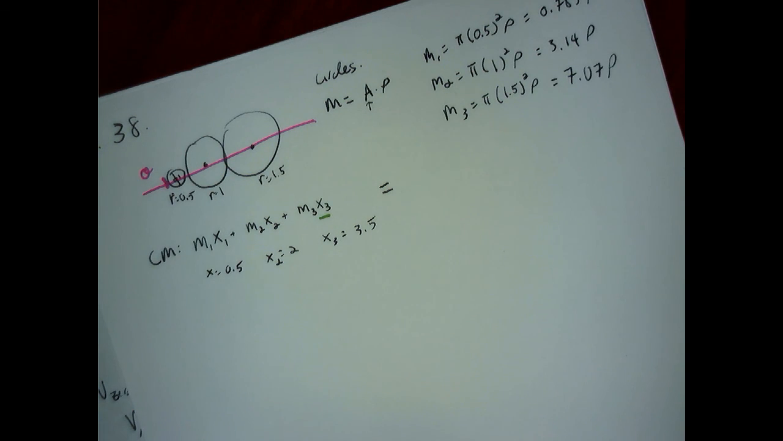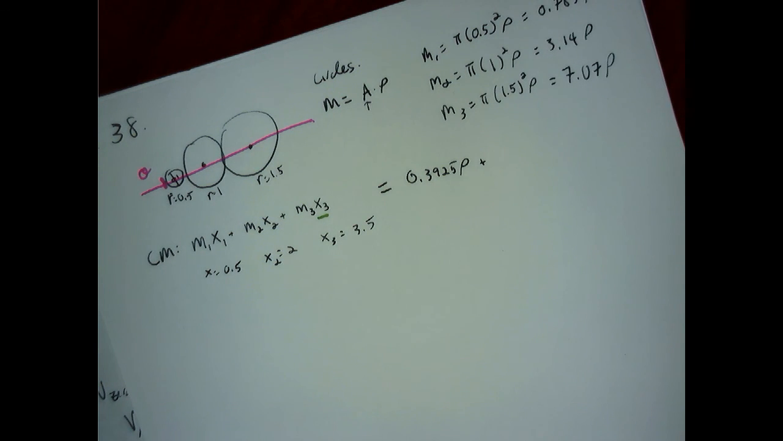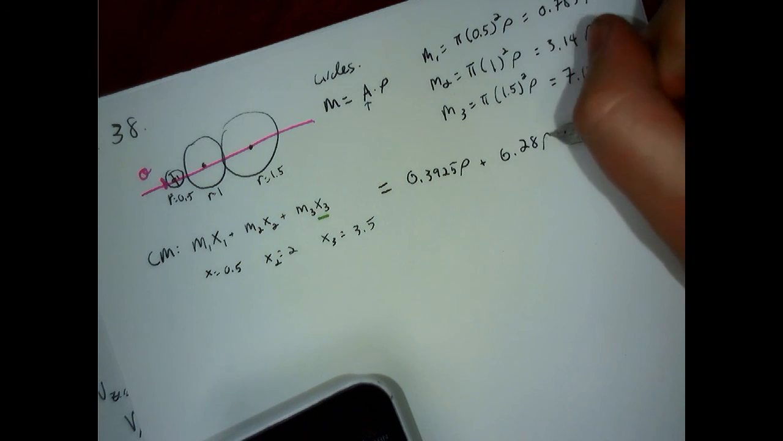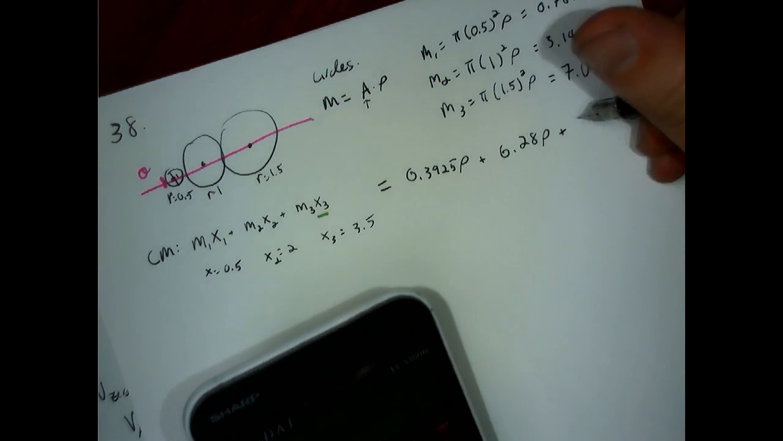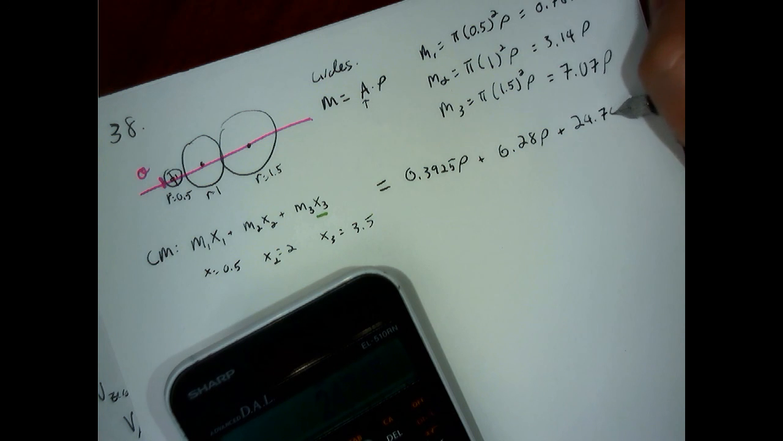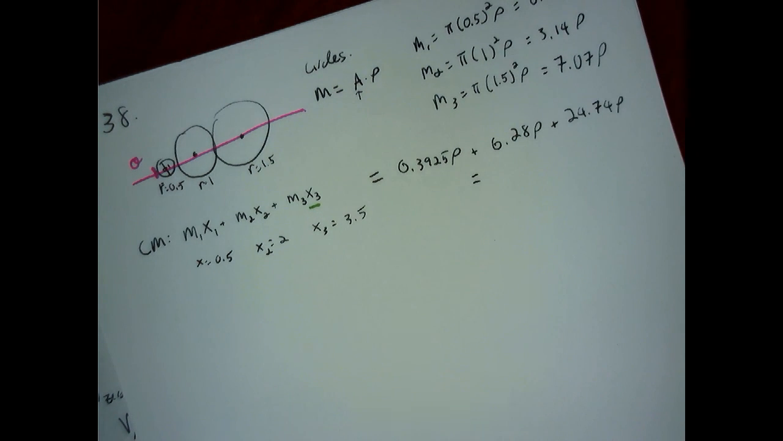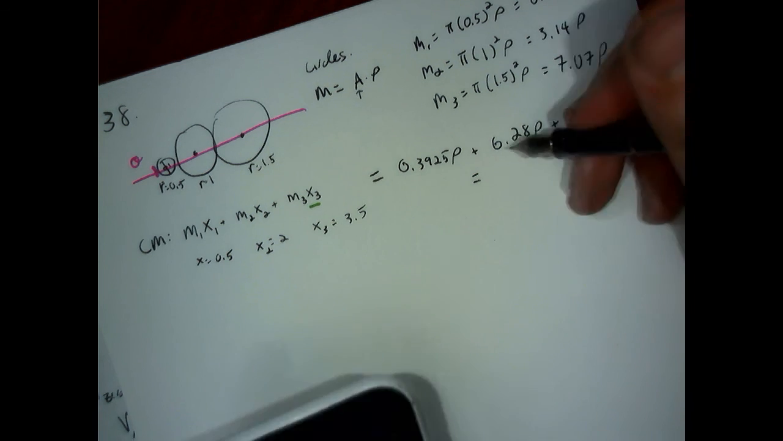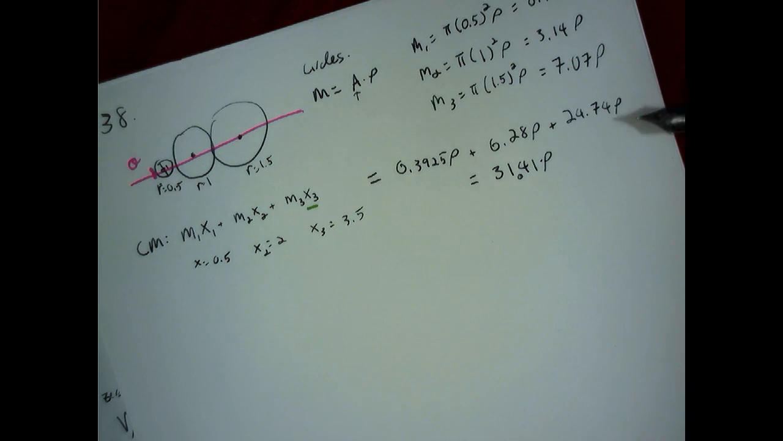0.5 times 0.785. That's 0.3925 times rho. Plus second mass, 3.14 times distance 2. The third one, 3.5 times 7.07, and it's 24.74 rho. Okay, so add all those up. That's 0.3925, 6.28 plus 24.74. That's 31.41 times rho.